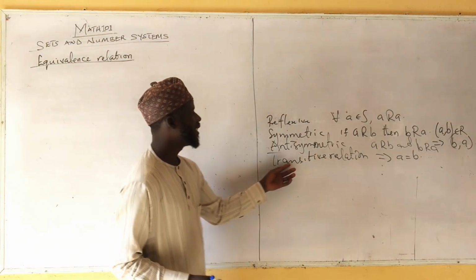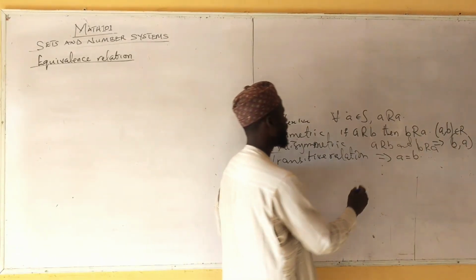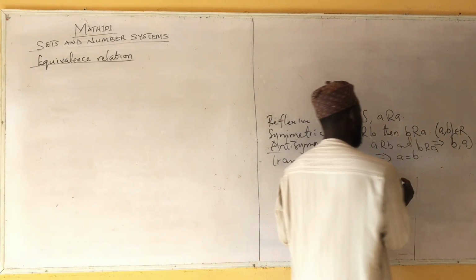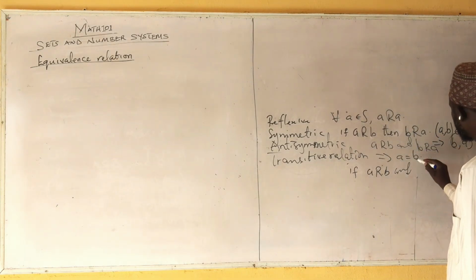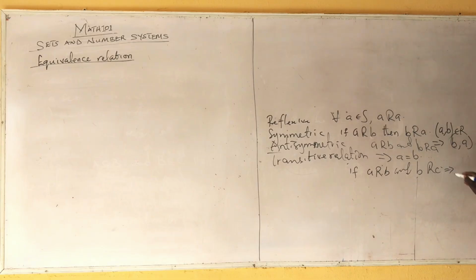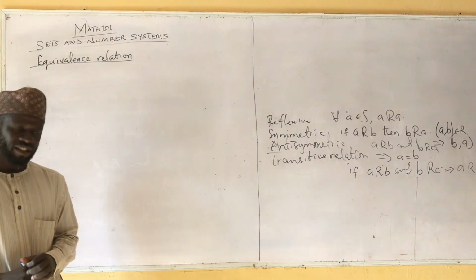So we have the transitive relation. This relation simply means if A is related to B and B is related to C, definitely A is related to C. So these kinds of relations we discussed in our last video.